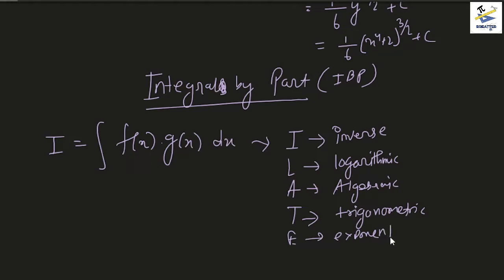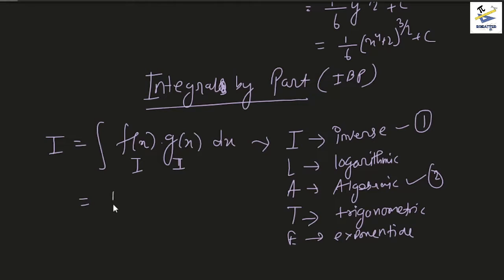So why is this order important? This order is to choose the function which is higher up the list. If there are two functions in multiplication form, where one of them is inverse and another one is algebraic, then you would have the inverse function as the first function and the algebraic as the second function. So if the function is higher up on the list, you would name it as function 1 and the other one would be function 2. So let us name here f(x) as function 1 and g(x) as function 2.